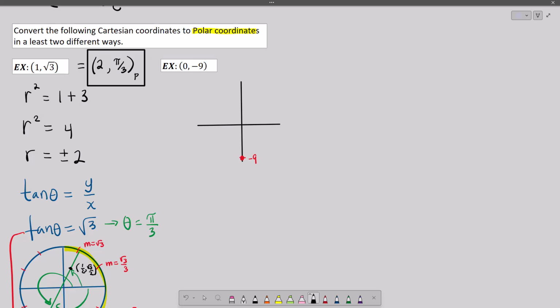And what is the angle there? 3 pi over 2. Yeah, 3 pi over 2. So here you can just sort of look at the point and see what the polar representation should be.